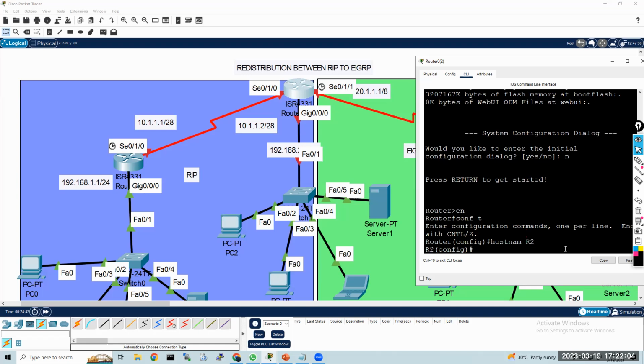R2. Also go to interface. You can start with the gigabits. The SE011. Zero. Let's start with SE010. So we can go from left to right.